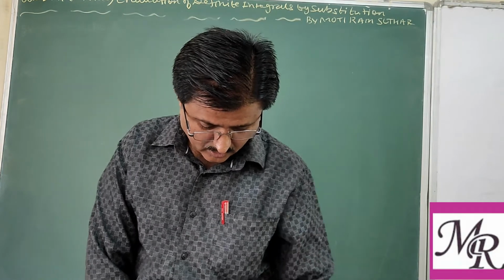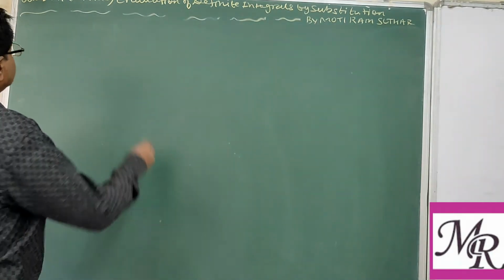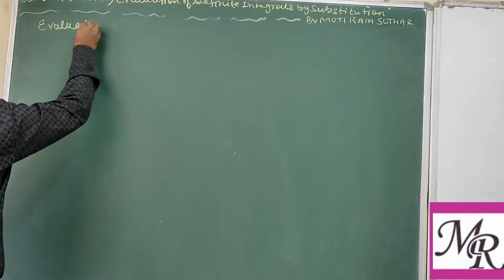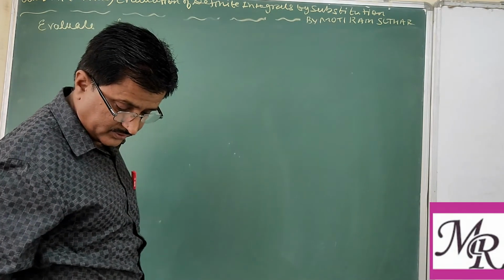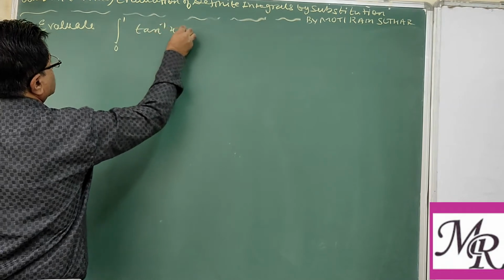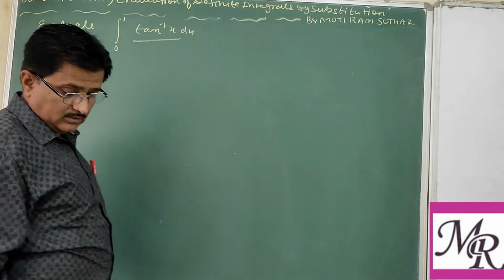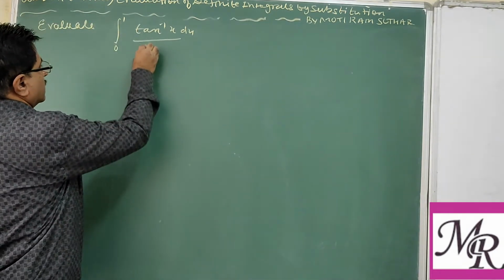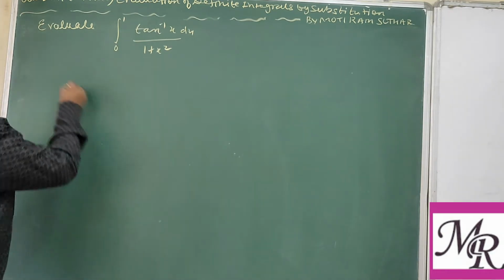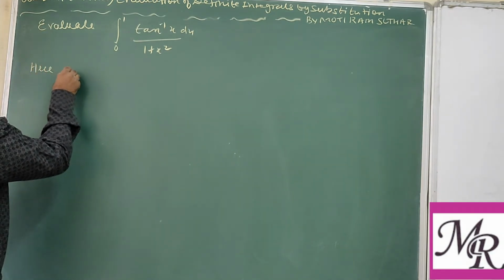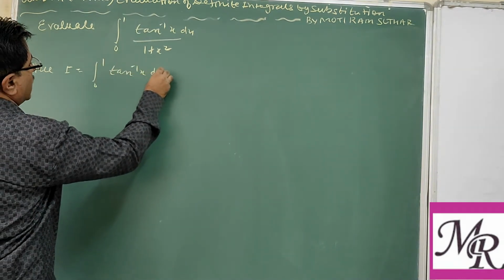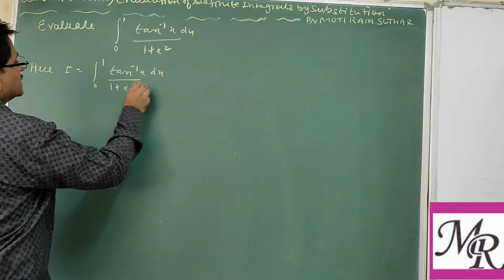Next is the integral from 0 to 1 of tan inverse x dx upon 1 plus x square. So this we want to solve. In the solution, I equal to integral 0 to 1 of tan inverse x dx upon 1 plus x square.